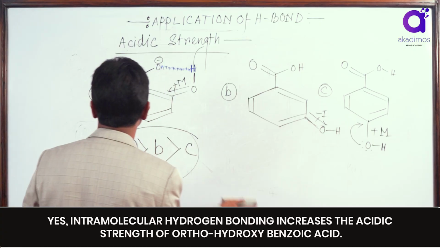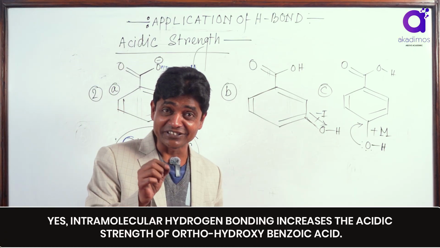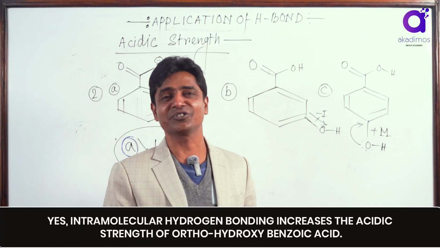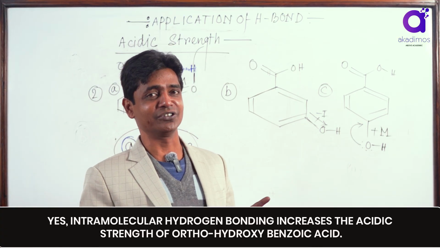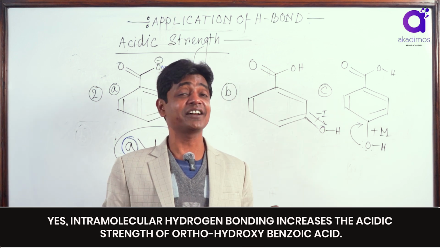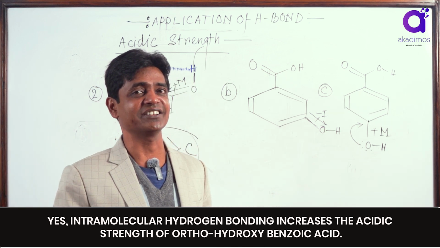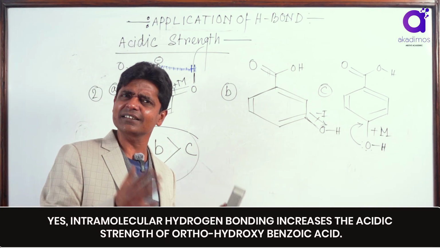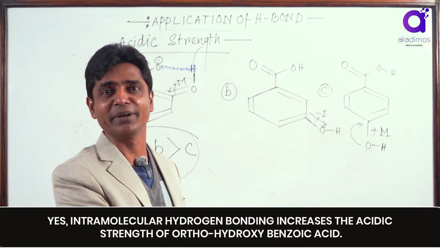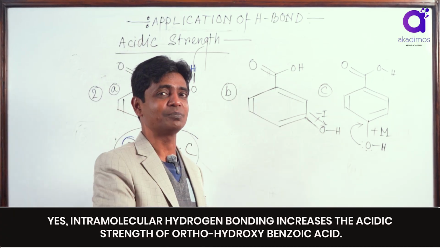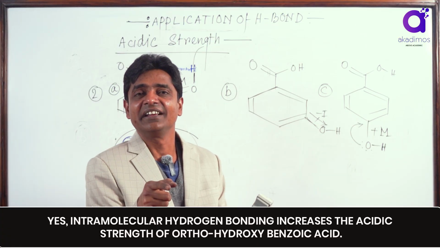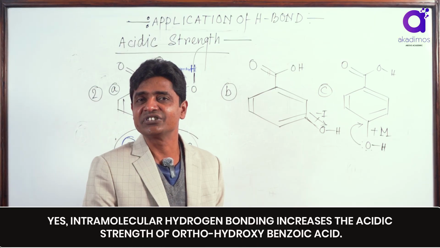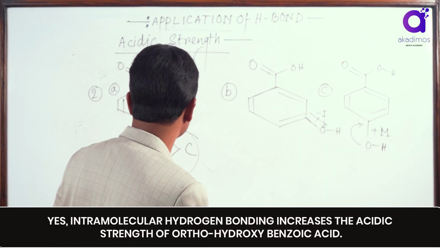Next example. One thing I want to mention here: when I gave the example of ortho-nitrophenol and para-nitrophenol, there was also a hydrogen bond, but that hydrogen bond reduces the acidic strength. But here the hydrogen bond increases acidic strength, since here it is the effective hydrogen bond with the conjugate base, whereas there the hydrogen bond was with the acid. That hydrogen is additionally bound by the hydrogen bond, so it is difficult to release, that's why K reduces.